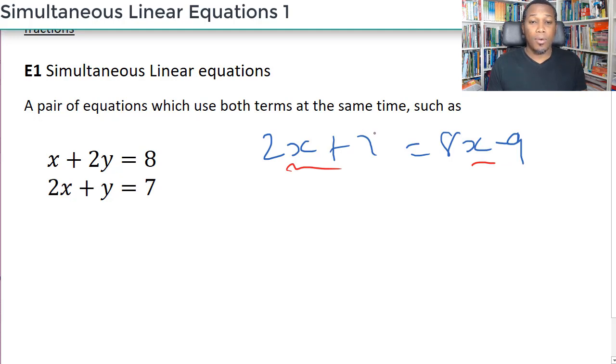Now, we're in a situation where we have a pair of equations, two equations, and we also have two unknowns, x and y. It could be a and b, a and c, x, y and z, any two letters, but it's two unknowns, two equations. And we need to find both. So we know some number plus double another number is equal to 8. Or double the first number plus the second number, that's going to give me 7. What are the two numbers?